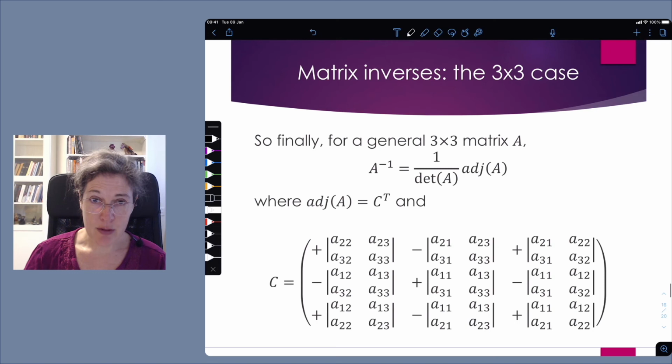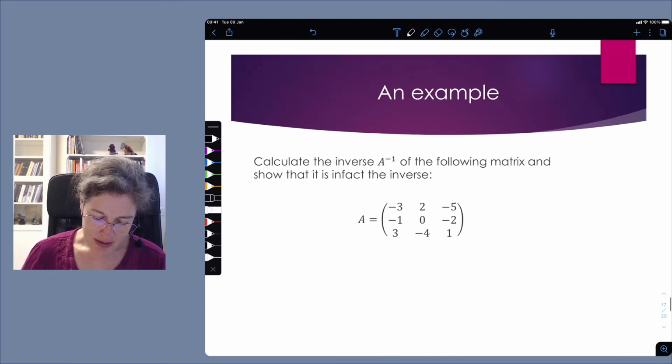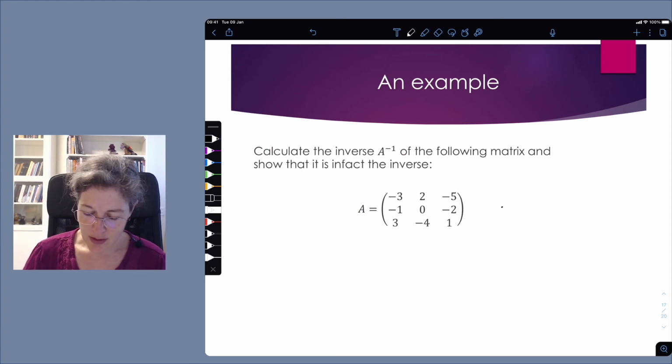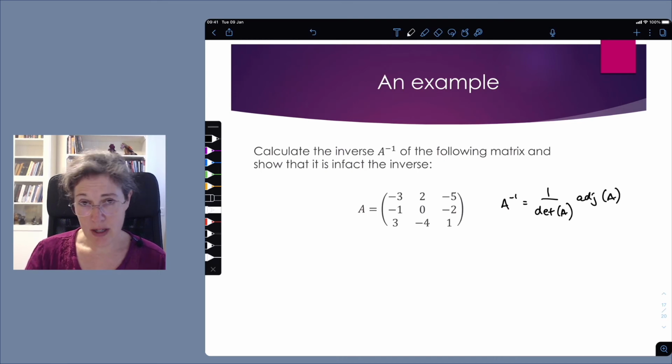So here's a summary of everything. Mostly useful, I guess, if you are working from your notes during a test or exam. Okay, so let's calculate the inverse of the following matrix. We know that our inverse is going to be 1 over the determinant of A times the adjoint of A. Now, if you go back in the notes, you'll find that we've actually already found the determinant, so yay. Now we need to find the adjoint.